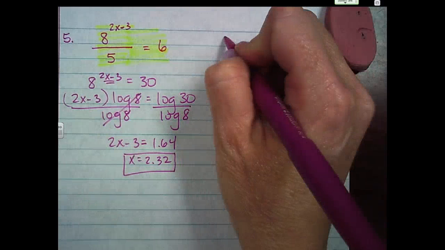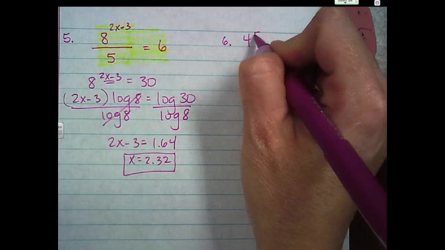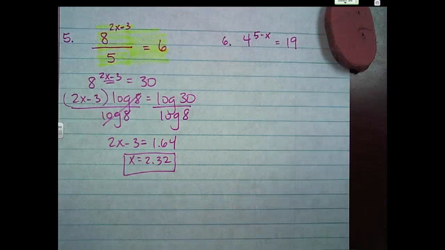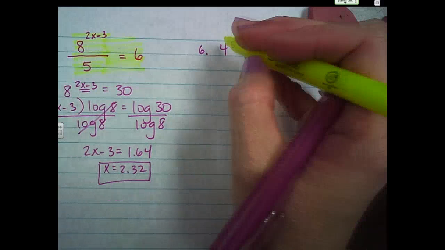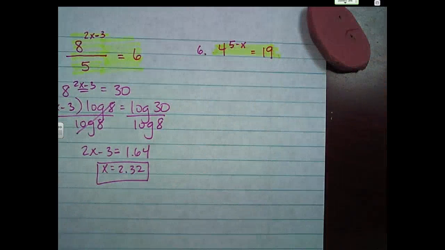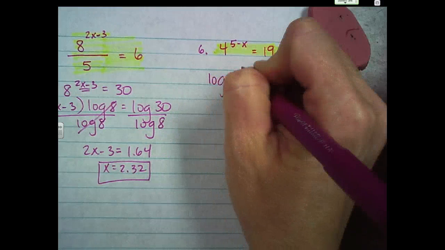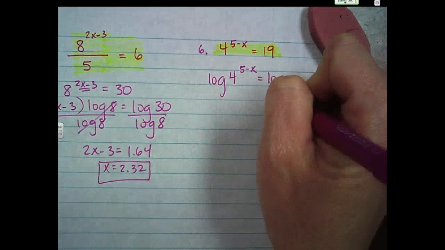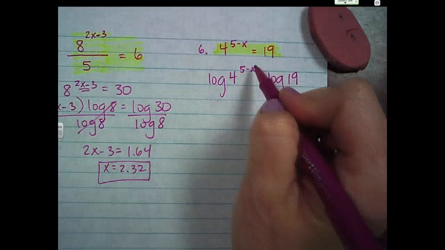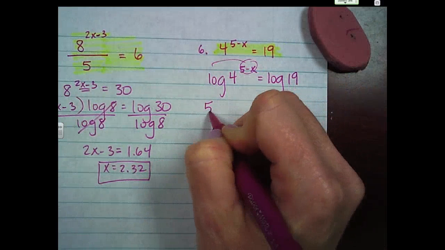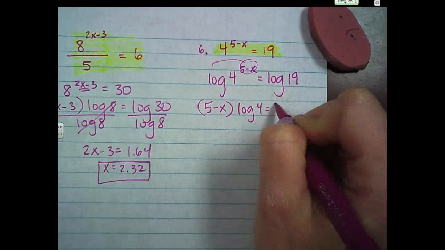The next one, number 6. 4 to the 5 minus x power equals 19. It's exponential, right? And like I've said already, if you're trying to solve for an x, and x happens to be the exponent, the thing you're supposed to do to both sides is log them. So if you log both sides, then you can use the property of logs to solve, because this is going to be pushed in front. So you now have 5 minus x, log 4 equals log 19.